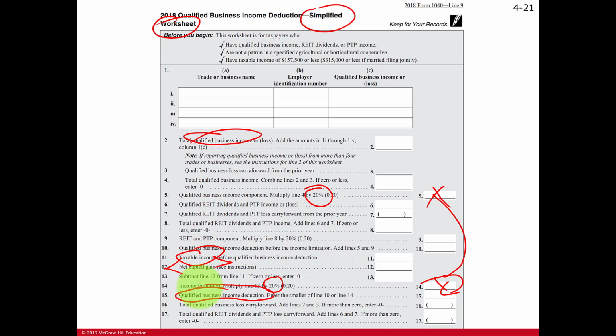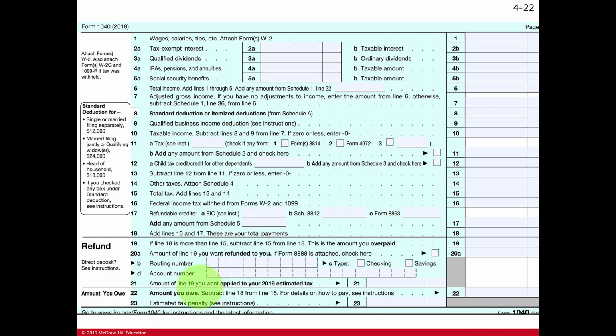Again, this is new for 2018. I think it goes all the way through 2025 before it expires. So this deduction now goes back to the new 1040 form, and there's a specific line here, line 9, just for this new deduction. Notice it's right after the standard or itemized deduction.